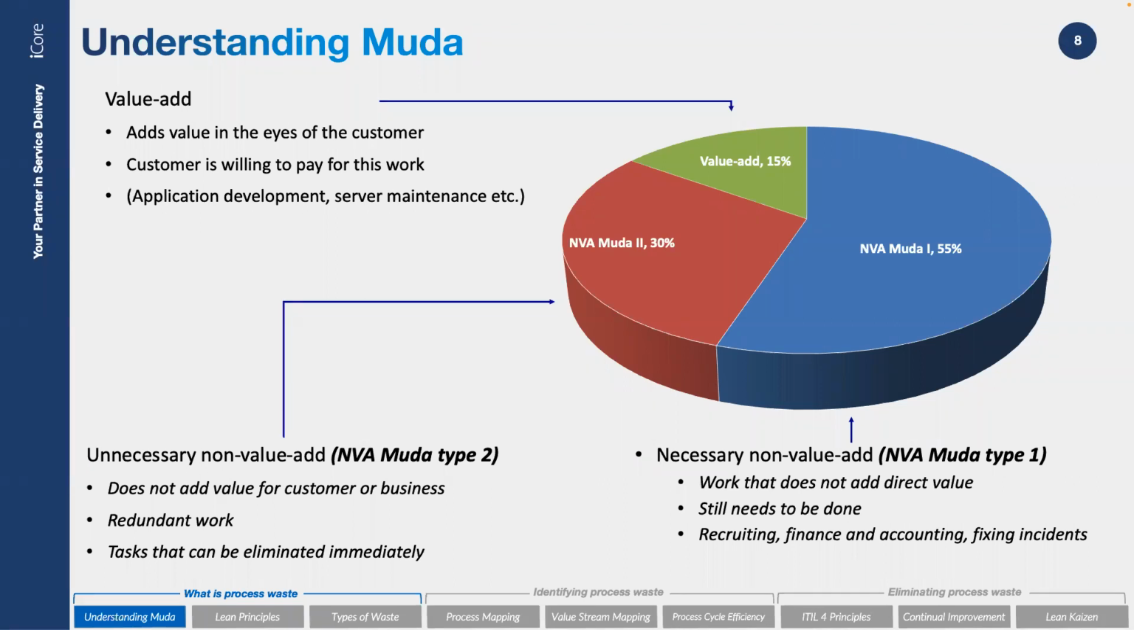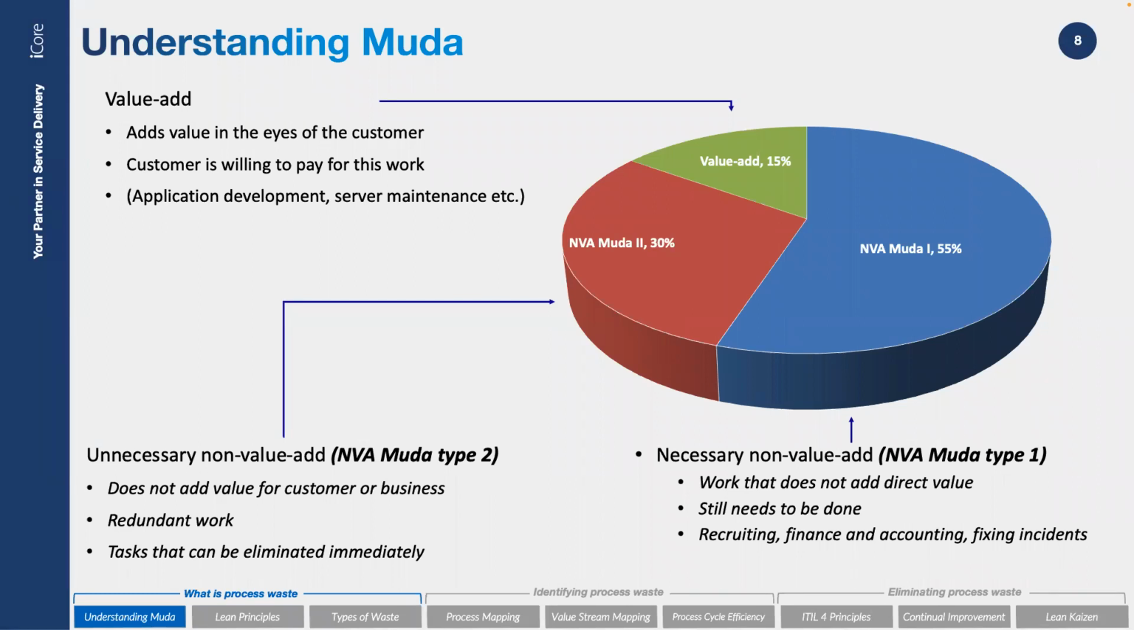One of the key areas is understanding the three types of activities that we actually deliver. And that's what we're talking about here. One of them, value add, brilliant. It adds value in the eyes of the customer. The customer is willing to pay for this work. They're happy to pay for it. It's the product that they expect. It could be application development, server maintenance, whatever. They're happy because they know that's going to deliver the product.